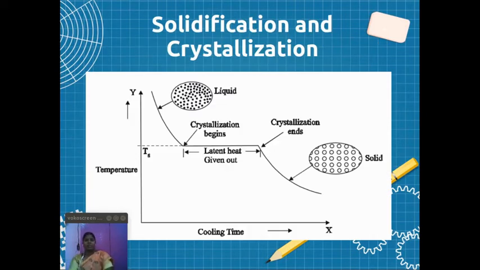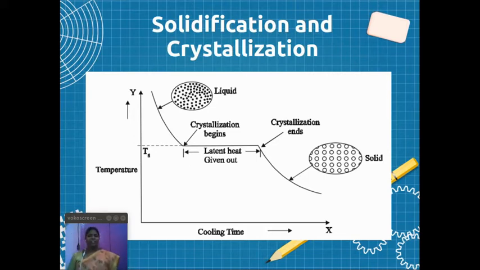Next, let us see the solidification and crystallization process. Look at this picture. In this picture, the graph is between temperature and time of cooling. Usually, a material can exist in three different states. One is the solid state. When you heat the solid to a high temperature, it starts melting at a particular temperature, that is called its melting temperature.